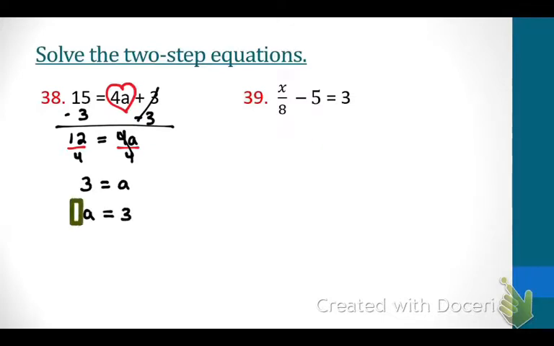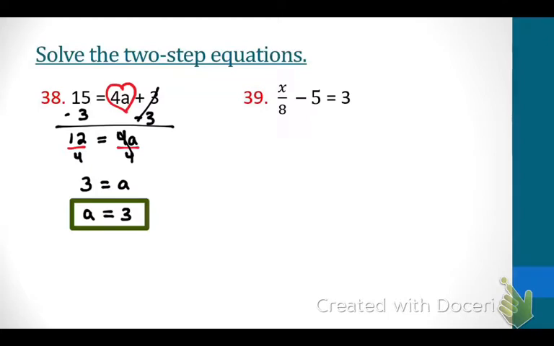A equals 3. Now, this did not ask us to check it, but you can always go back and check it if you want to plug that in. What is 4 times 3? 12. And then you would add 3 more. What do you get? 15, and that is what we wanted over there, okay? So you are still allowed to check it, even if the instructions don't tell you to do so. Let's go on to the next one.